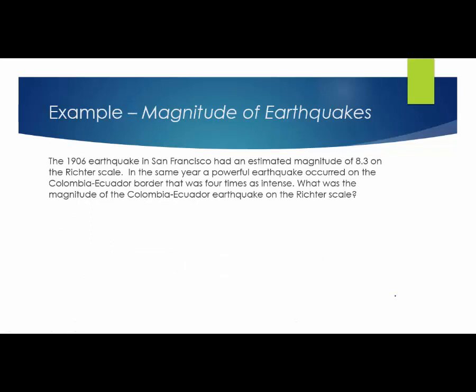The 1906 earthquake in San Francisco had an estimated magnitude of 8.3 on the Richter scale. In the same year, a powerful earthquake occurred on the Colombia-Ecuador border that was 4 times as intense. What was the magnitude of the Colombia-Ecuador earthquake on the Richter scale? The magnitude of the San Francisco earthquake we know is 8.3. Let's write an equation for that.